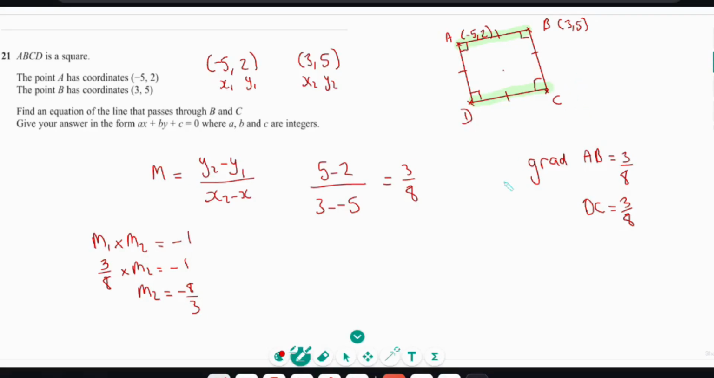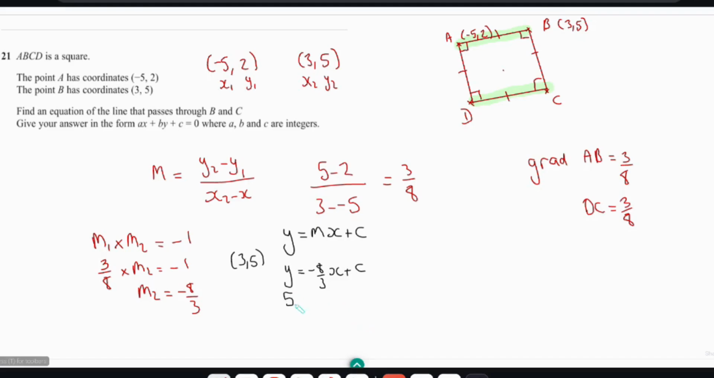So we need the equation of the line BC. This is the general formula for the equation of a line. What do we know here? We know m. Can we find c? Well, we do know a coordinate point on this line, 3, 5. So if we sub 3, 5 into this equation, we should be able to find the value for c. y is 5. Add 8 to both sides. So now we know y is equal to -8/3 x plus 13.